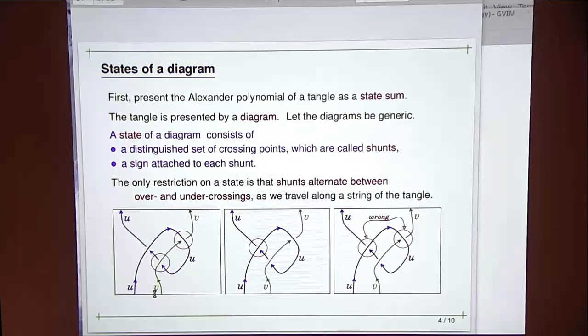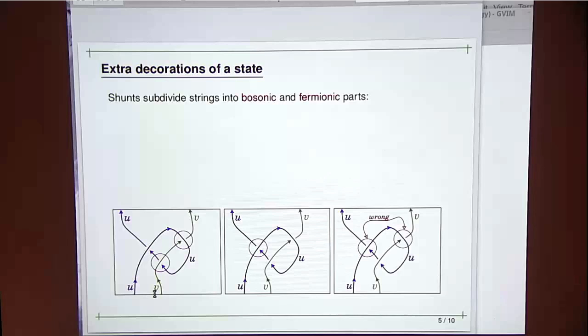Then for each state we have some extra decoration. First of all, the shunts subdivide strings into parts, and they are classified into bosonic and fermionic. And this is closely related to GL11, which will be here in a few minutes. So what is the definition of bosonic and fermionic?